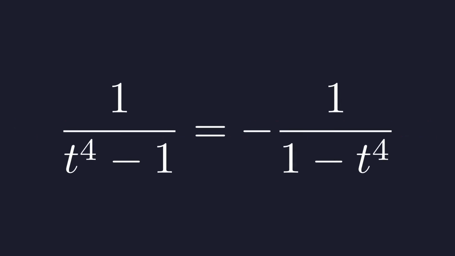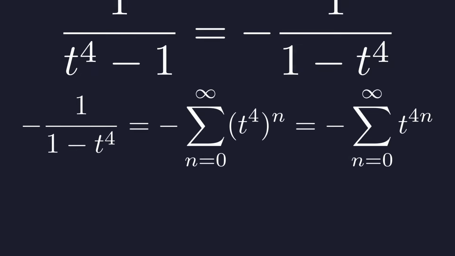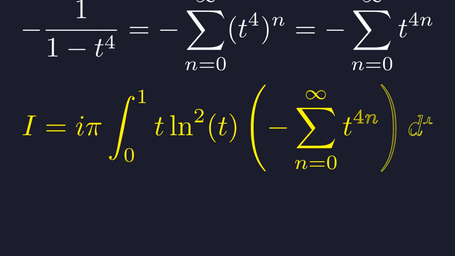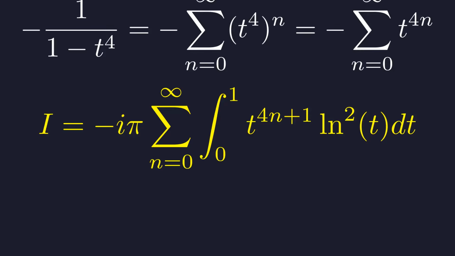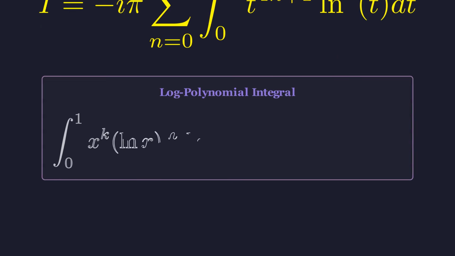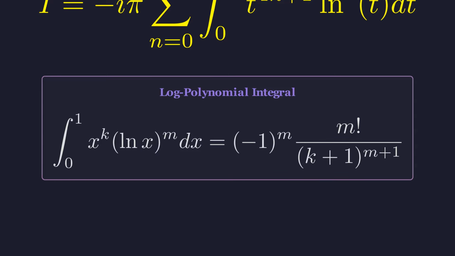First, we factor out a negative 1 from the denominator. Now, we can express this as a geometric series, which is valid since t is between 0 and 1. Let's substitute this series back into our integral. We can swap the summation and the integral, allowing us to evaluate the inner integral for a general n. This integral has a general formula. For our case, m is 2, and k is 4n plus 1.